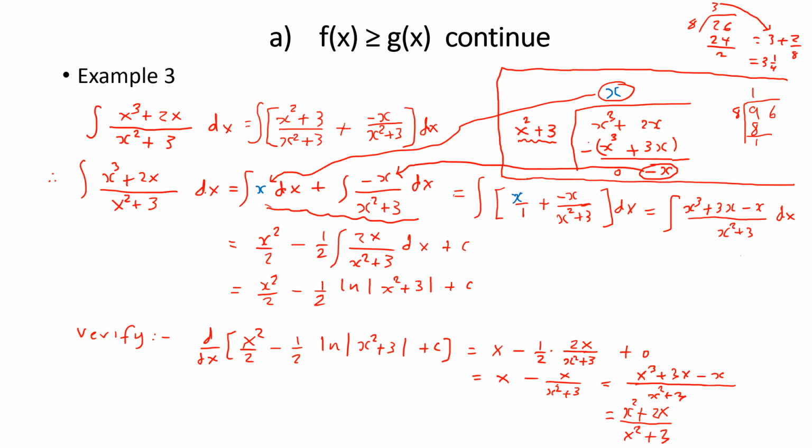Integration of x will give us x squared divided by 2. And then we have over here integration of negative x divided by x squared plus 3. Since we are not too far from doing integration by the ln, we have to make sure that the top is equal to the derivative of the bottom. And the only thing that we need is to multiply the top by 2, and then to divide by 2 so that we will not change the problem.